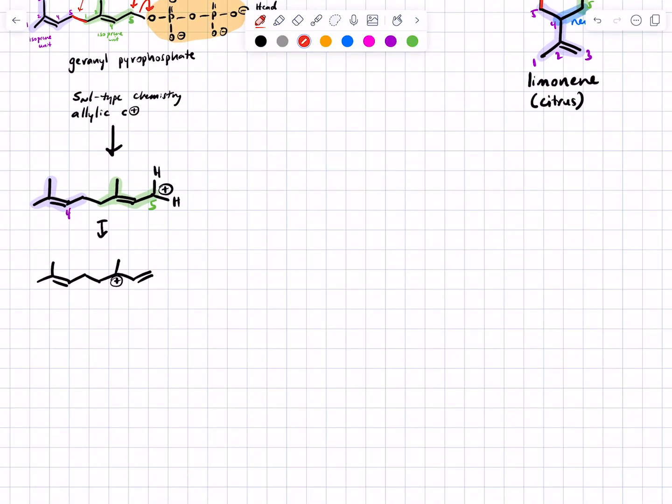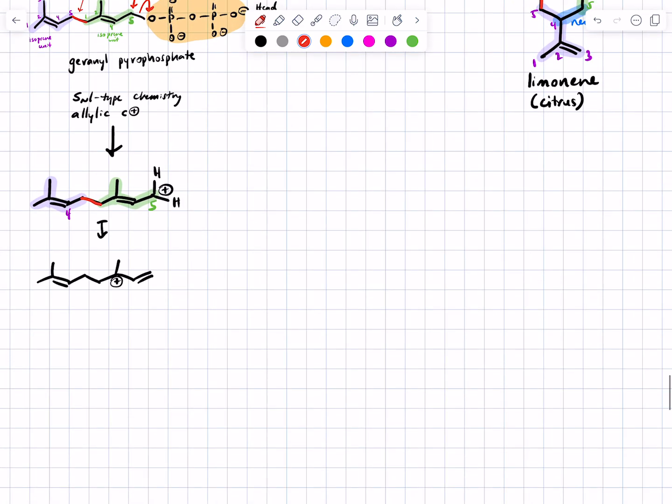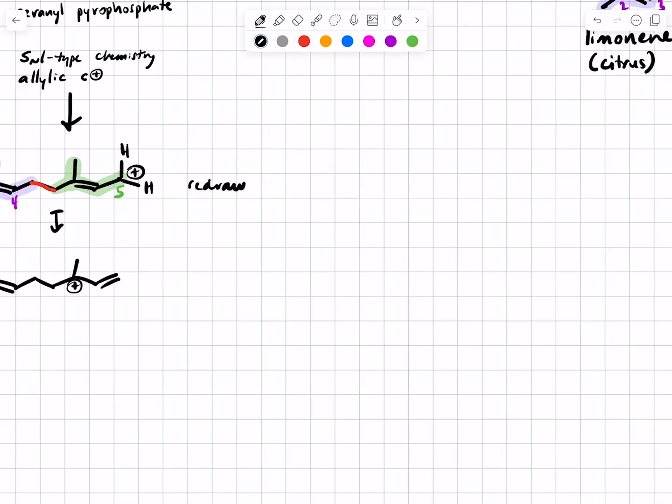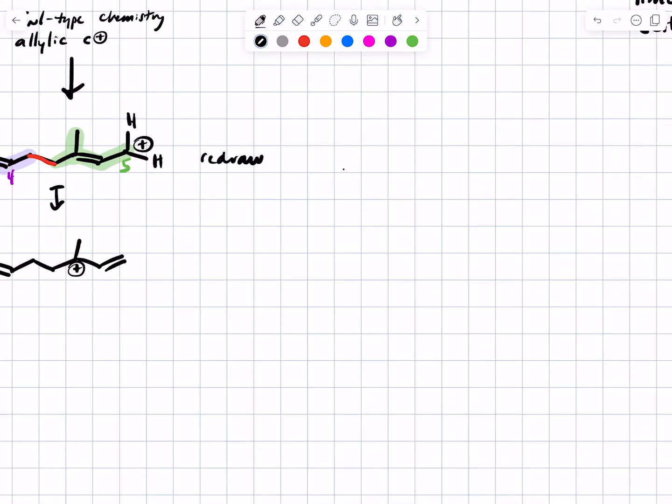I'll highlight in red the bond again that's already there. A question we should ask, though, is can carbon 4 reach carbon 5? So let me try to redraw the molecule, the carbocation, in a slightly different way. This is that bond in red.